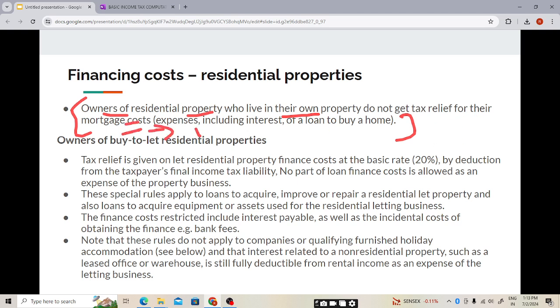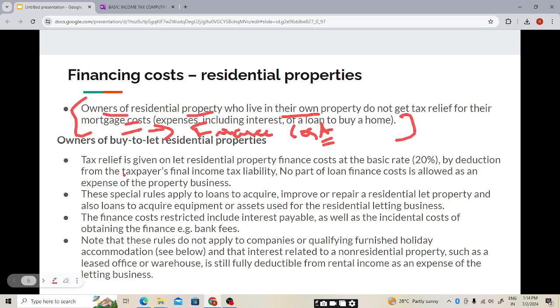What is the mortgage cost? Mortgage cost means finance cost. As in the previous slide I mentioned, I am owning 2 to 3 properties, and for all properties I have taken finance or a loan. So the finance cost which I am paying for the property I use personally is not allowed.